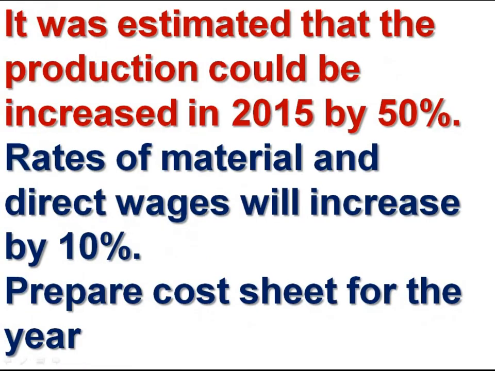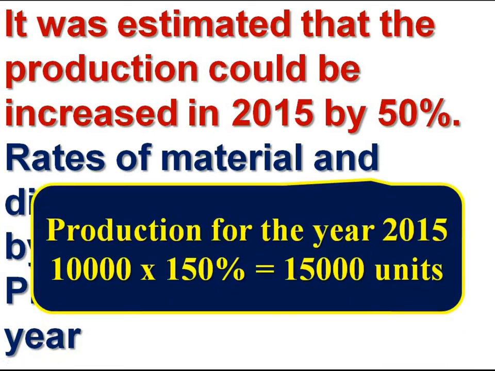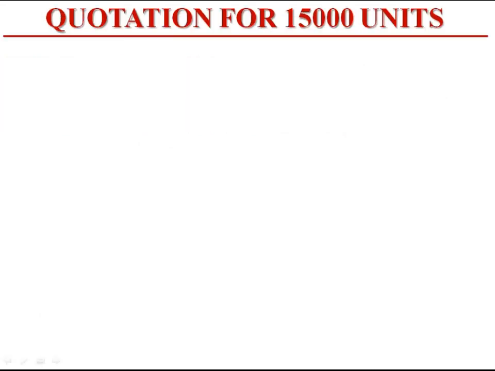In the question we are given, it was estimated that the production could be increased in 2015 by 50%. In 2014, the production was 10,000 units. Now it is increased by 50%. Therefore, estimated production is 10,000 units into 150%, equal to 15,000 units. Now we are drawing the cost sheet, the quotation, for 15,000 units for the year 2015.